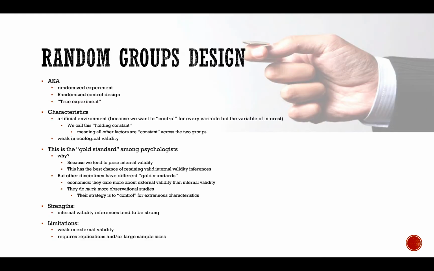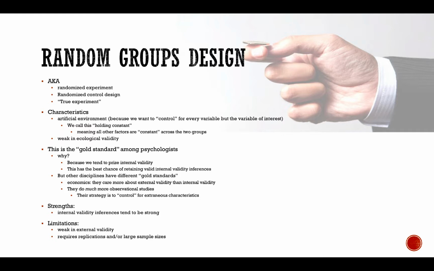Right, so with a random groups design, also known as a randomized experiment, randomized control design, or true experiment, we randomly assign people to treatment or control conditions. That's kind of what we've been talking about a lot so far anyway. Generally, not always, we have a very artificial environment because we want to control for every variable but the variable of interest. So we make things super highly controlled. Another term for this is that we hold constant, meaning that all factors are constant across the 2 groups except for the one variable that you're interested in, observing what happens when people respond to that one variable.